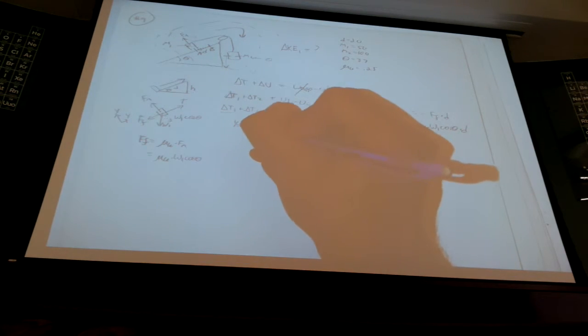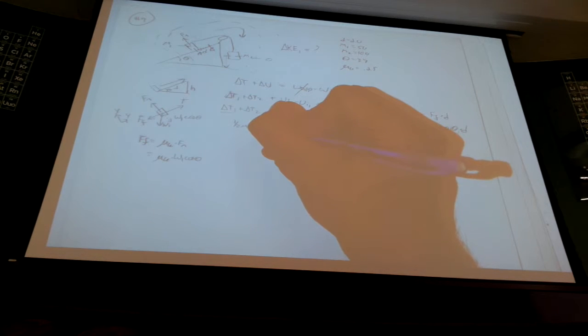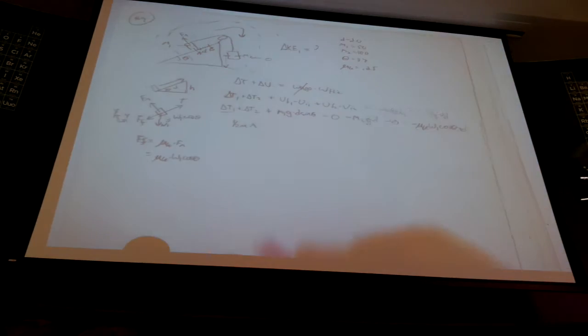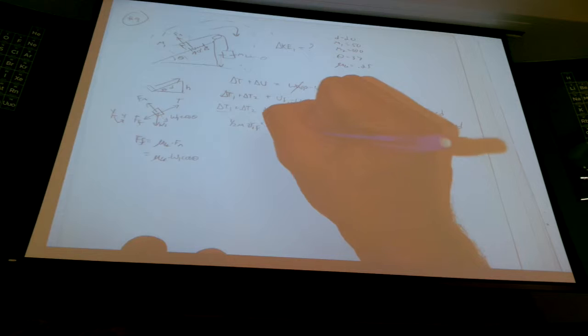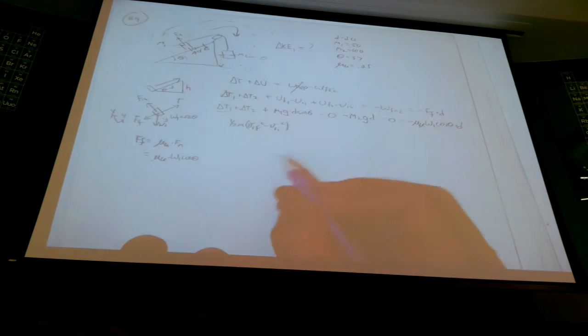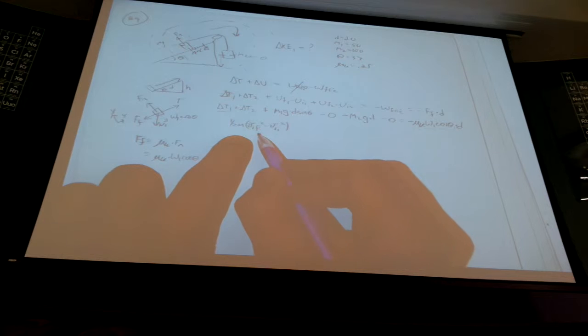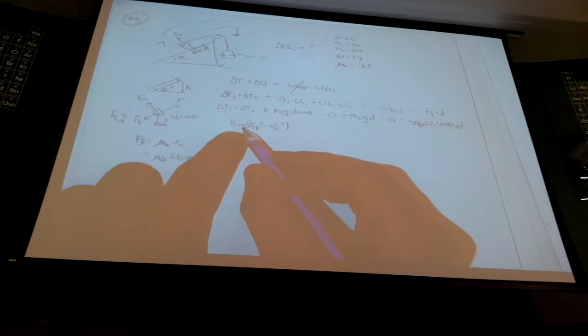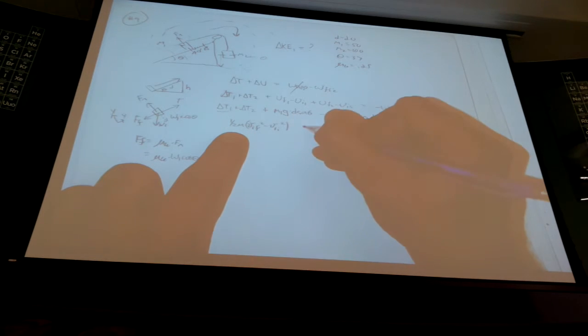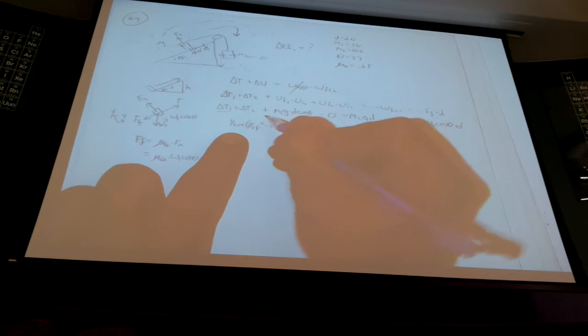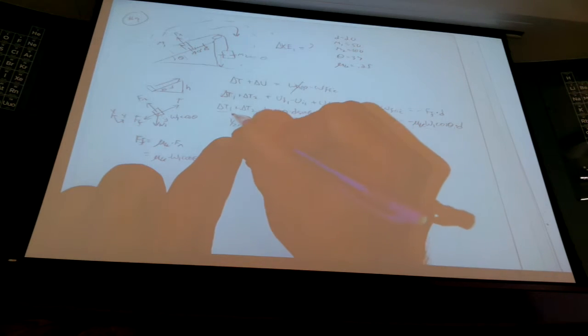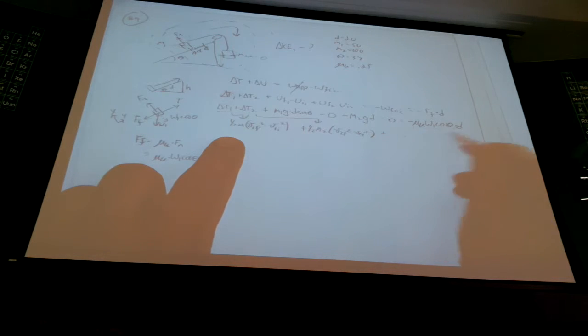Let me write these as 1/2 M. I'll write V1 final squared minus V1 initial squared. So this is the change in kinetic energy of the first guy. Is that clear? I just took 1/2 mv squared and factored out the 1/2 m. And the second guy is the same thing. So this is this term, and this is this term. And then everything else I'm not going to write.